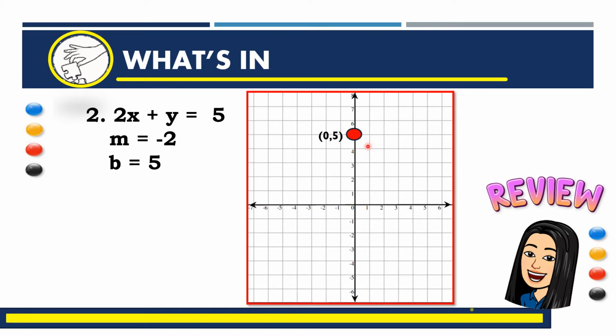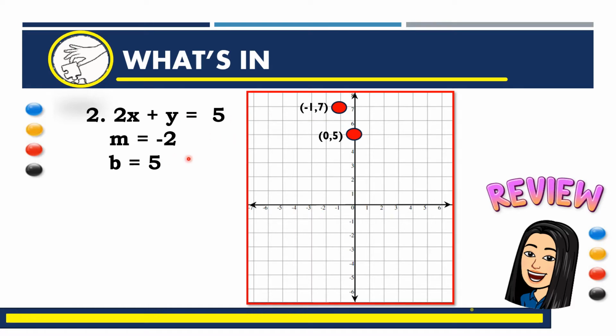After plotting the y-intercept, what are we going to do next? Yes, plot the coordinates based on the slope, which is negative 2. Since our slope is negative, what are we going to do? We still have to follow the rise over run. That's correct. We move 2 units upward from the coordinate of the y-intercept. And since it is negative, we need to move 1 unit to the left. So our coordinate is (-1, 7).